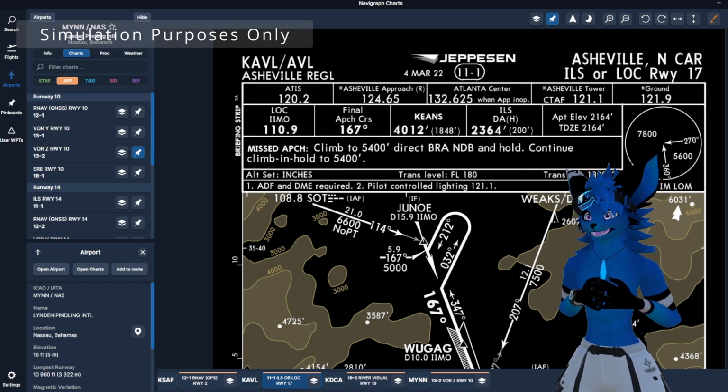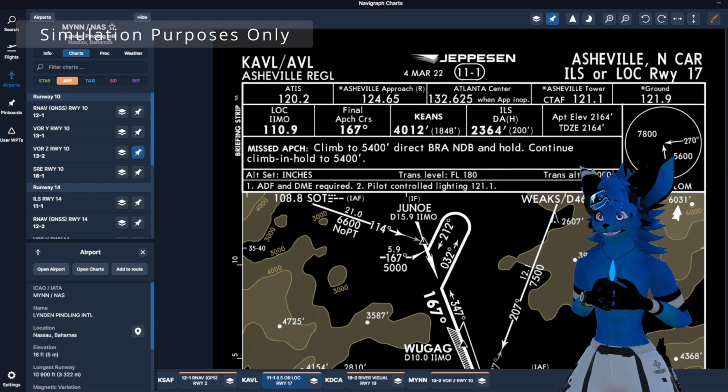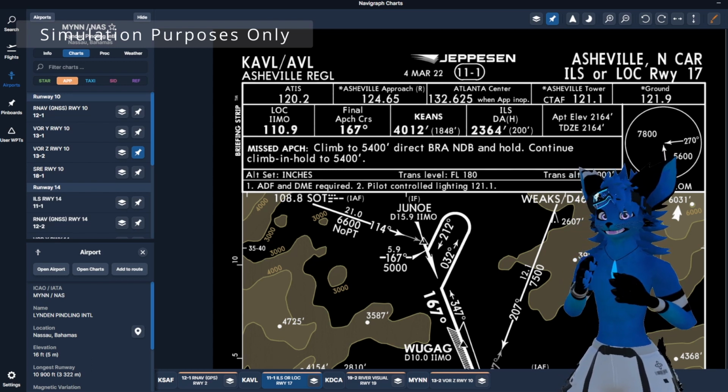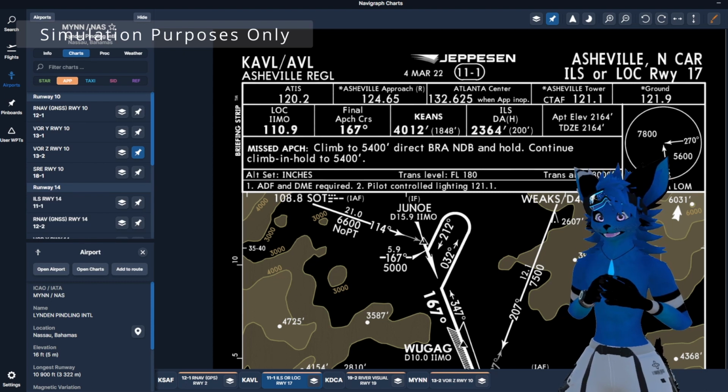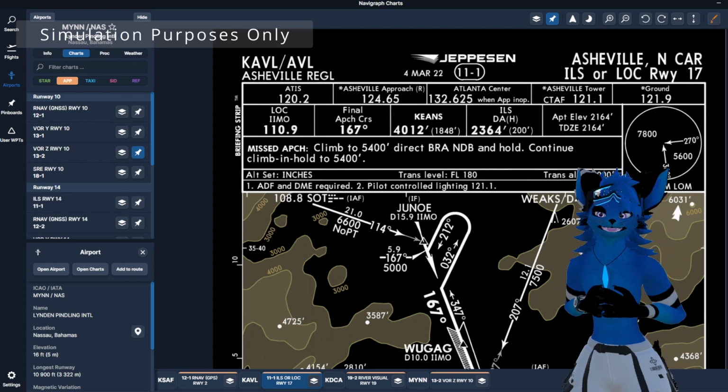Our airport elevation is 2,164 feet. And our touchdown zone elevation is 2,164 feet. TDZE is touchdown zone elevation. They are not always going to be the same as the airport elevation. Just in this case, it happens to be.